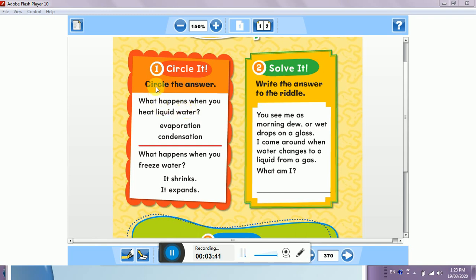Question number 1. Circle the answer. What happens when you heat liquid water? Adding heat to the liquid will make it evaporate or condense. Is it evaporation or condensation? What happens when you freeze water? When you freeze water, is it going to shrink or expand?